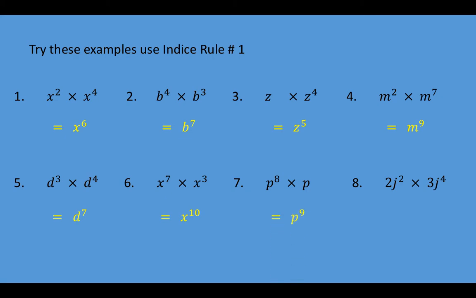But question number 8 has another difference. This time we've got a number in front of our power. And because we're multiplying here, we have to just treat the two things separately. So we're going to have to do 2 times 3 first of all, which is going to give us 6. And then j squared times j to the 4, add together these two indices. 2 add on 4 gives us 6. So we're going to end up with 6 j to the 6.